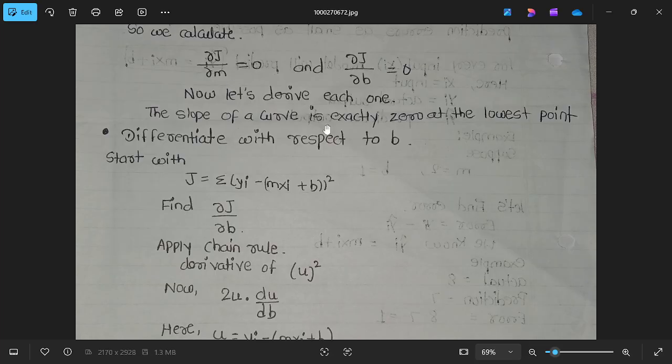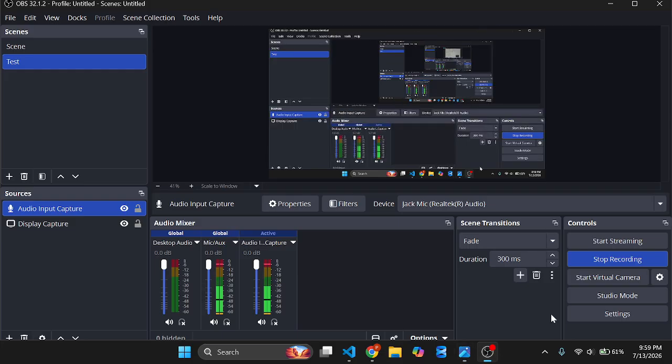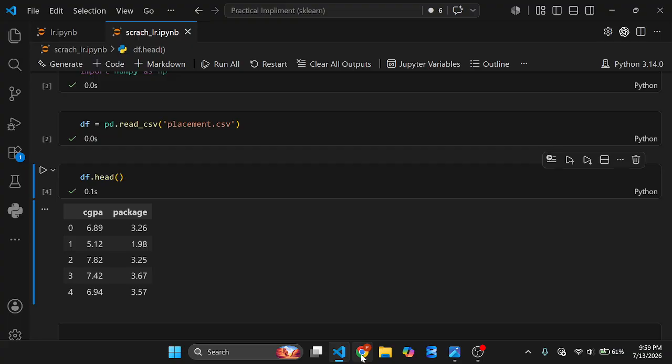First we are going to derive J with respect to m, and afterwards we are going to see J with respect to b. Okay, the slope of the curve is exactly 0. Let me see if the video is still on or not. Yeah, this is my first video and I don't know how long it will keep on.